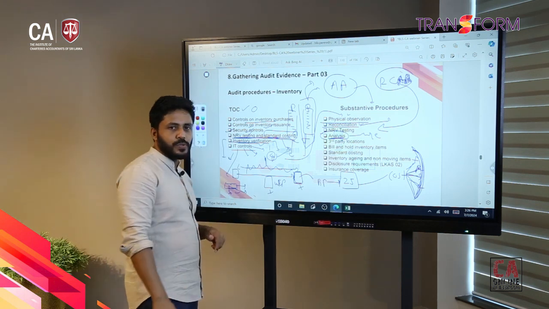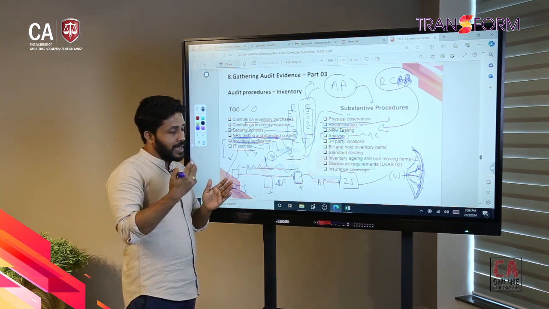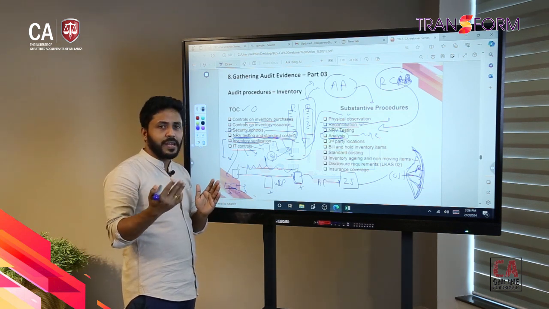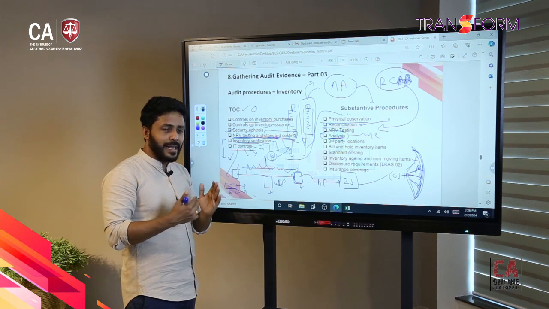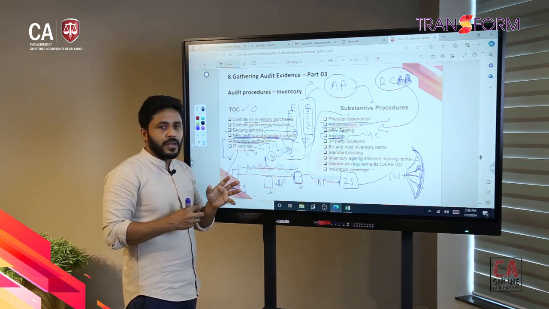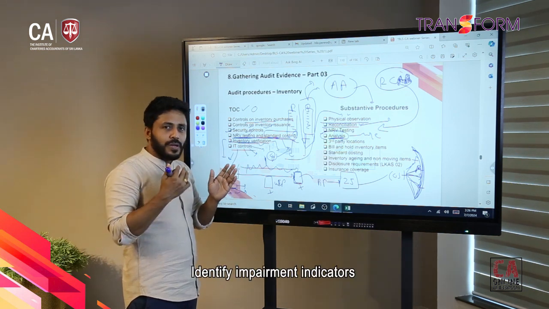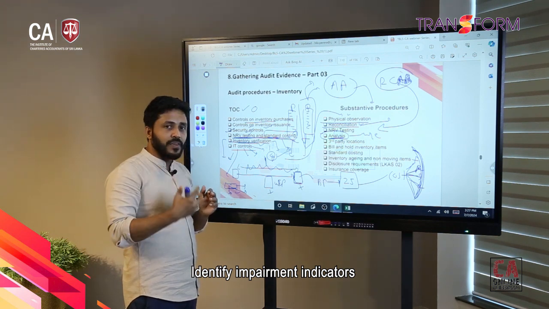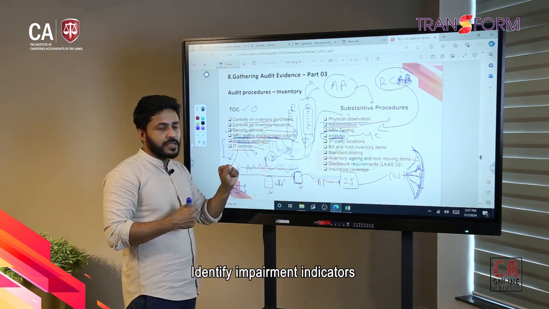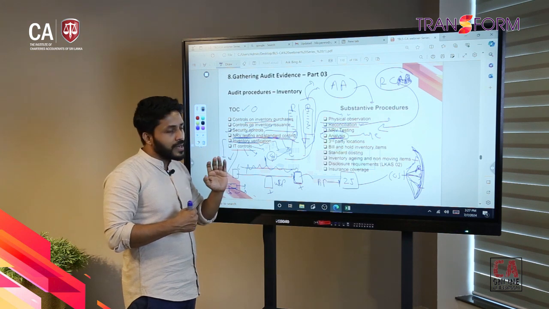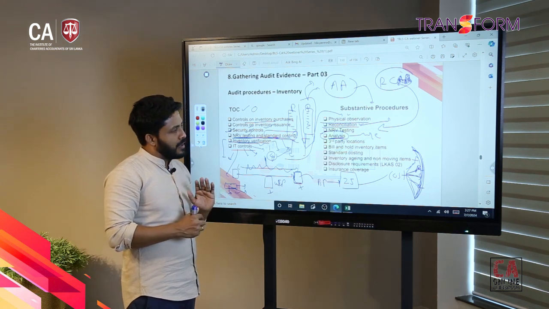So what are the analyses you can do? Basically you can do quantity versus price analysis, location wise analysis, supplier wise analysis, different inventory items. So then we need to identify if there are any impairment indications, right? So likewise you can do different analysis. You can cross check the inventory amount with the revenue. You can cross check the inventory handling cost versus inventory amount. Different analysis can be done, right? Purchases versus inventory you can analyze.